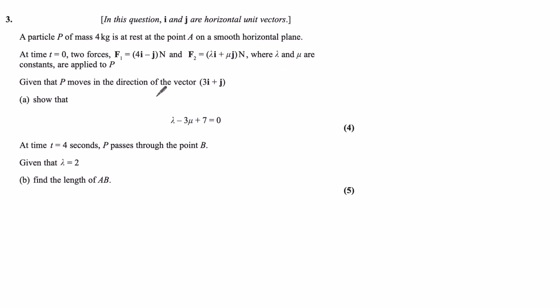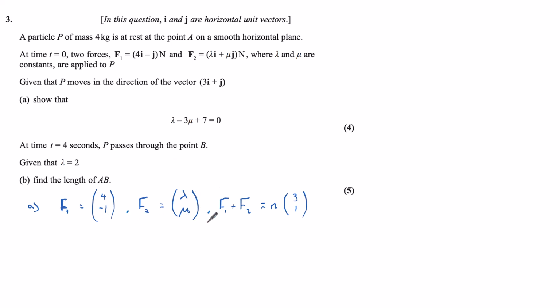Given that P moves in the direction of the vector 3i plus j, show that lambda minus 3 mu plus 7 equals 0. Let's write down what we have first of all. I'm using column vector notation here because I find it often works a little nicer when writing out the equations. It brings those i and j components in line. So F1 I can write as the column vector 4 over minus 1. F2 is lambda over mu.